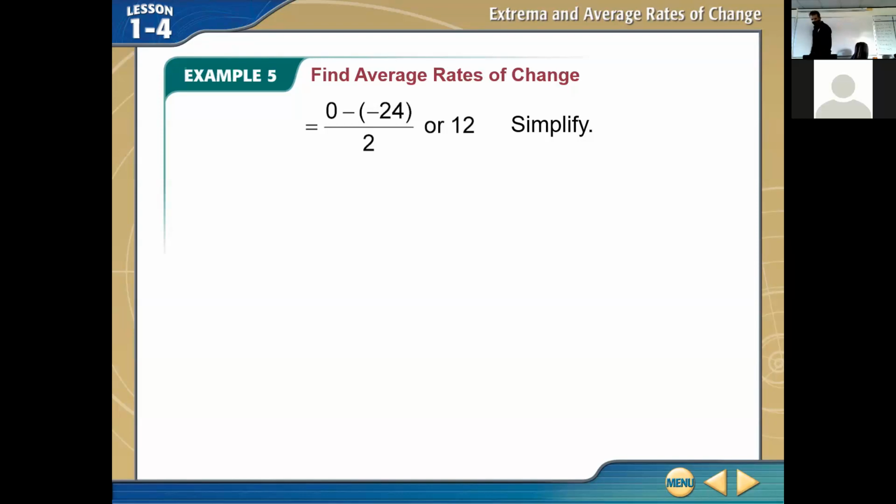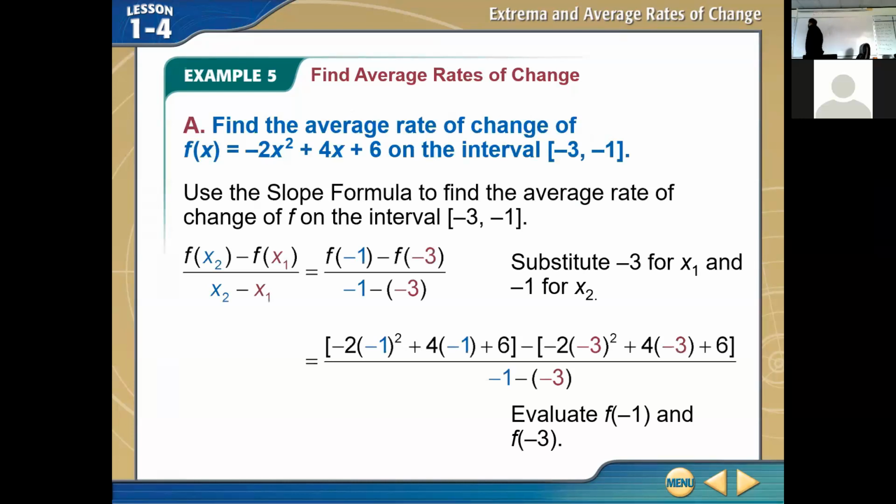That's them filling out the slope. So f of x2, they're using negative 1. f of negative 1 is 0. So we would have 0 minus a negative 24 over negative 1 minus a negative 3.